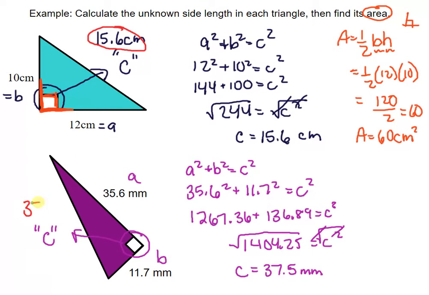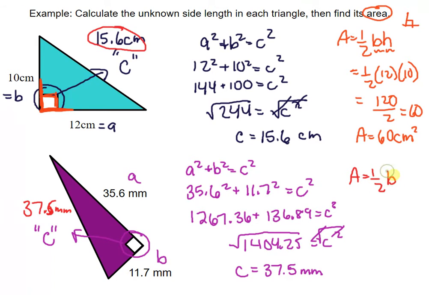Okay, and I didn't highlight this at first, but take a look at 15.6 and take a look at 37.5 millimeters. Okay, these two are the longest in each triangle. So 15.6 is longer than 10, is longer than 12. 37.5 is longer than 35.6, and it's longer than 11.7. So that's a pretty good answer.